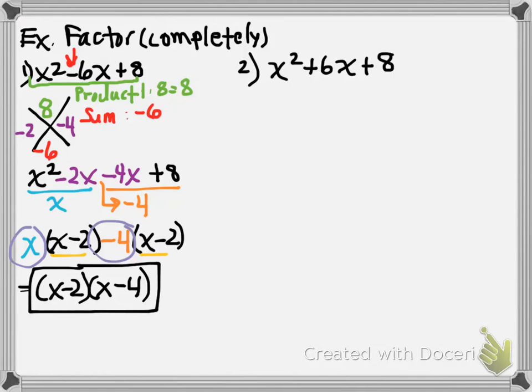So again, let's look at product number. I'll do my lattice off to the side. And again, we have a 1 times an 8, which gives me a product of 8.